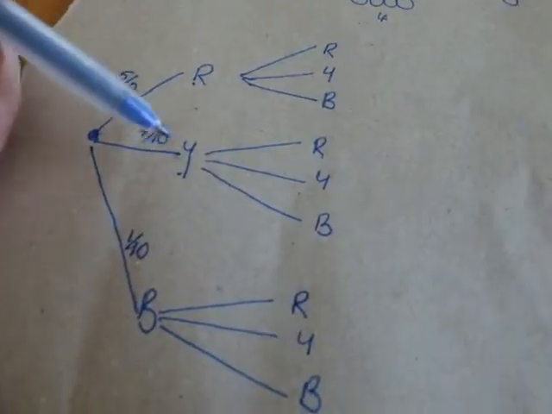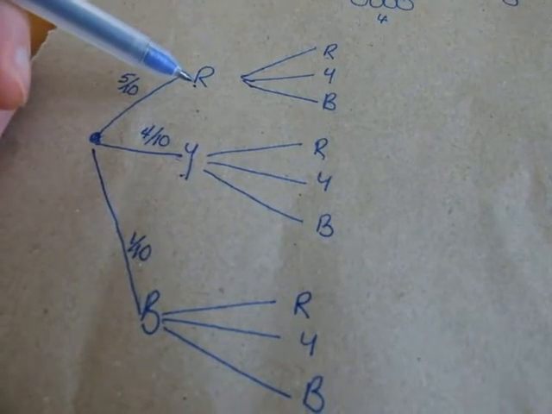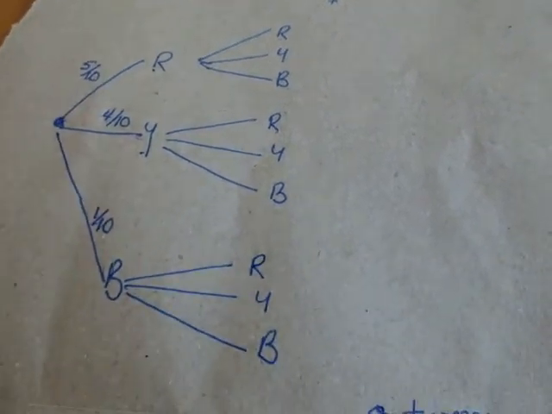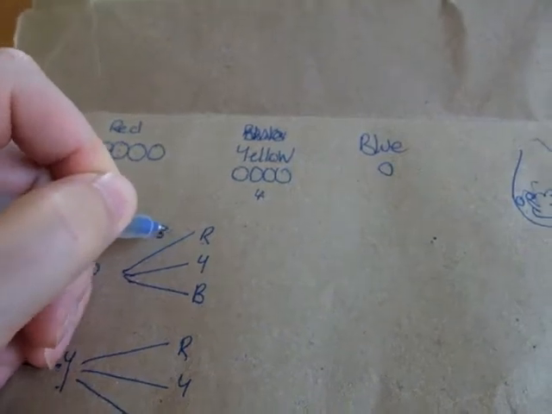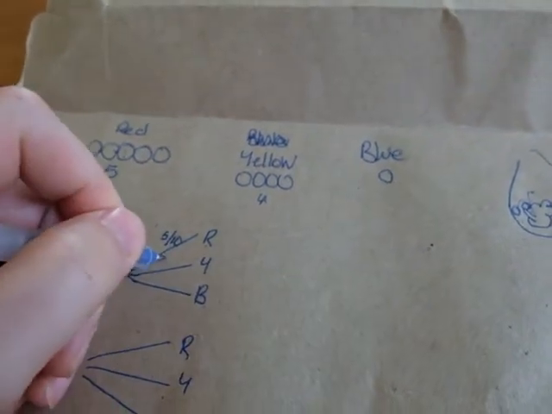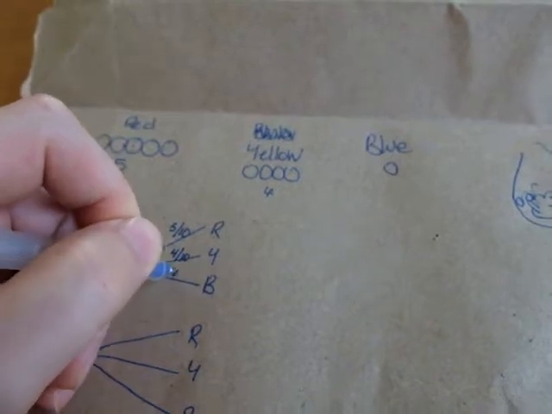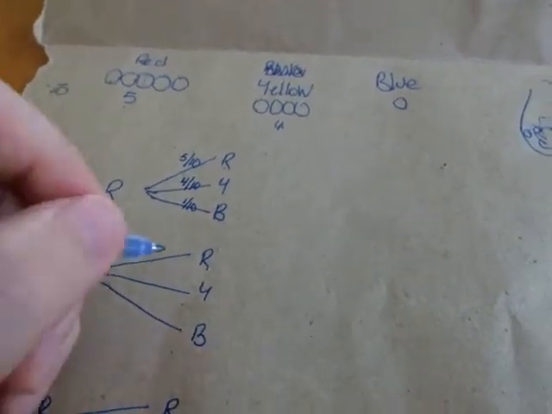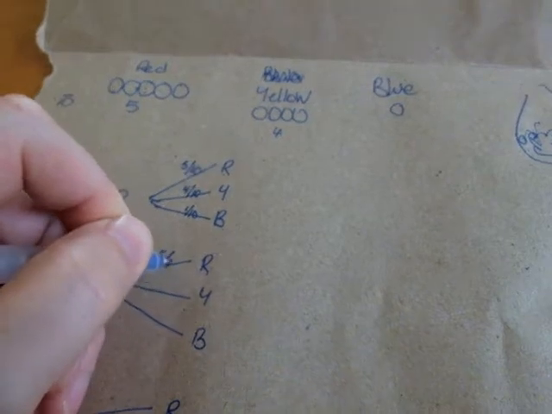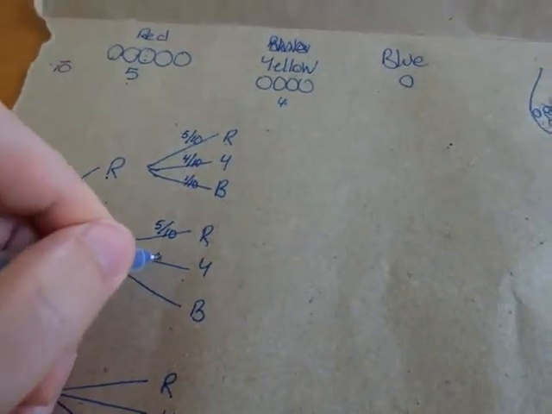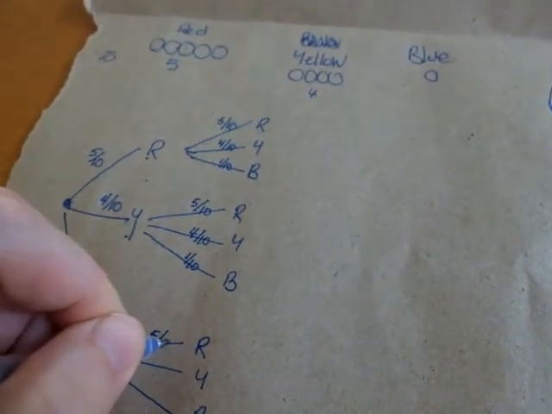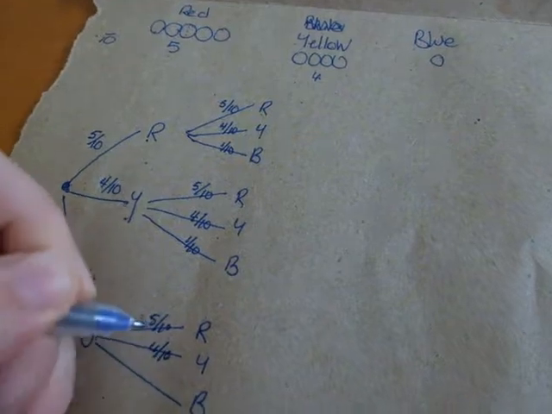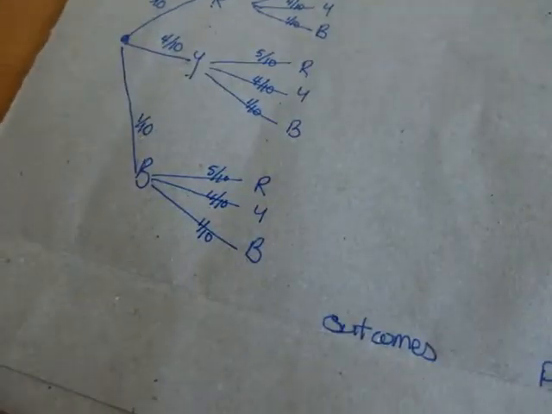Okay, so that's the first time I pull out the marble. This is the second time I pull out the marble. And again, I need to write in what the probability of each one is, because they are different. So that's a 5 in 10 chance, a 4 in 10 chance, and a 1 in 10 chance. You can see here now that you need a lot of space for this. 5 in 10, 4 in 10, 1 in 10, 5 in 10, 4 in 10, and 1 in 10.